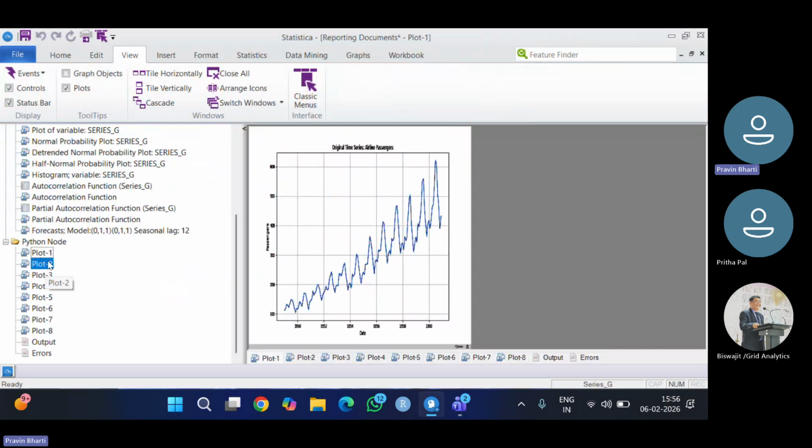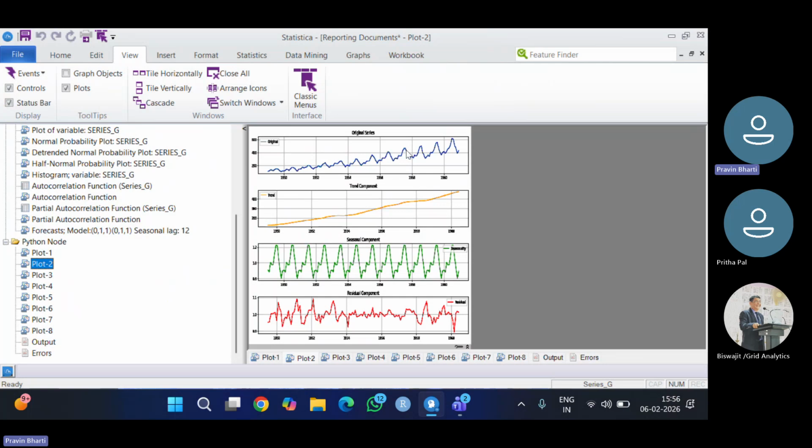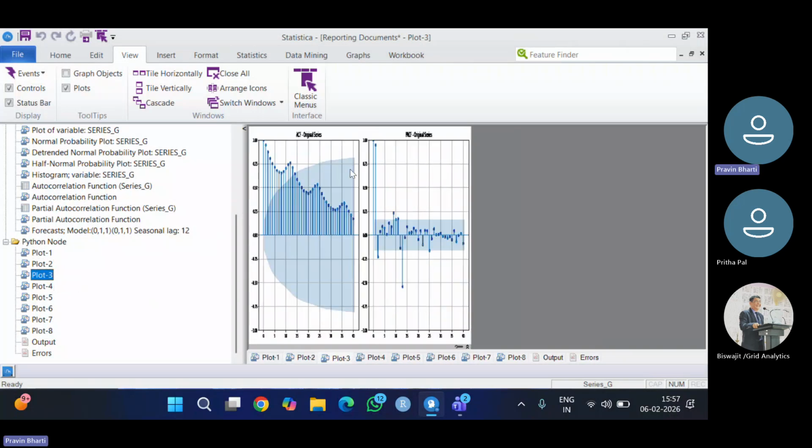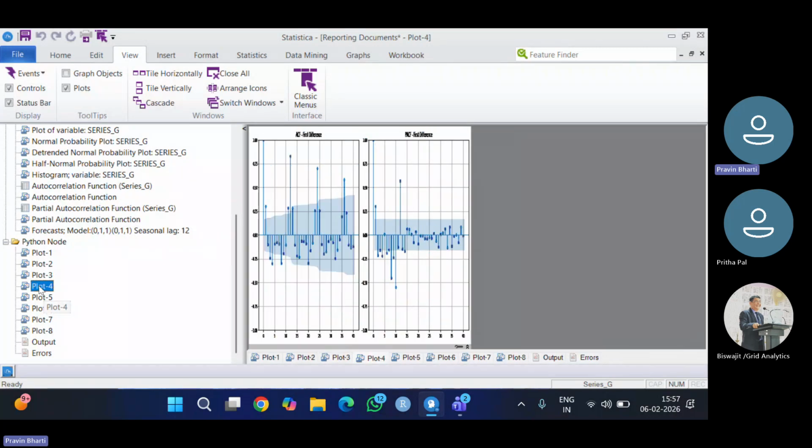In the next plot, I have the decomposed components of the time series. This is the original data. This is the trend component, an upward moving trend. And this is the seasonal component, where the number of passengers repeats itself. And this is the residual component, which is random in behavior. And plot 3 is the ACF and PACF of the original series. Plot 4 is the ACF and PACF for the differenced series after removing trend and seasonality.